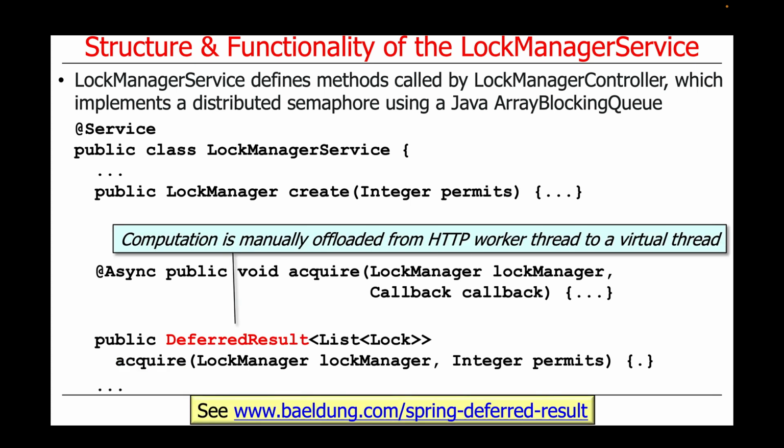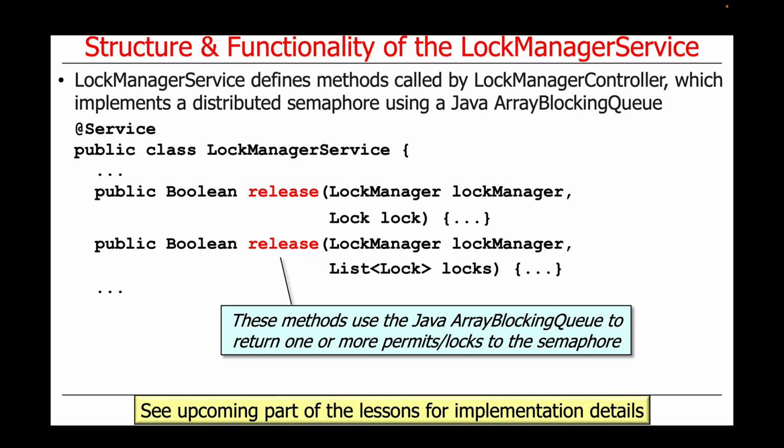If you take a careful look, however, you'll see that this particular method returns a DeferredResult, and therefore it's going to be able to offload the actual business logic of acquiring multiple permits from the incoming HTTP worker thread onto a virtual thread that we're going to create using our executor that we have auto-wired as a field.